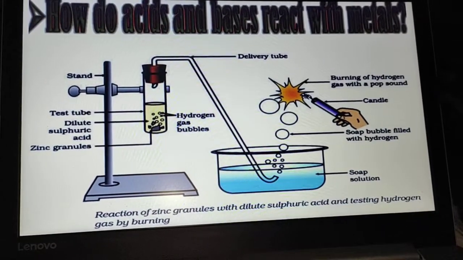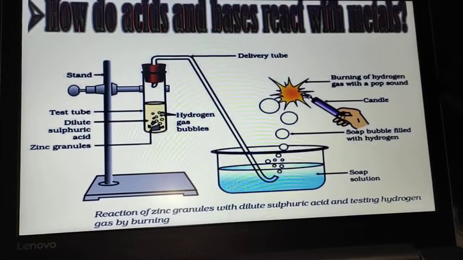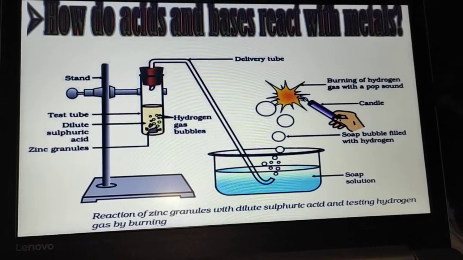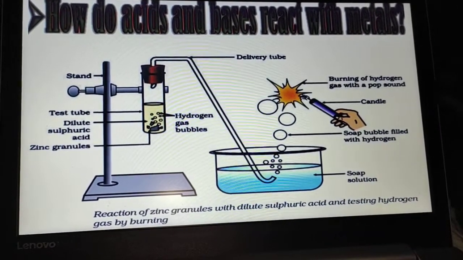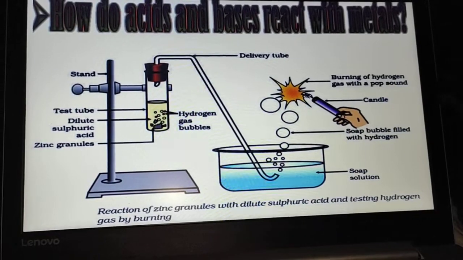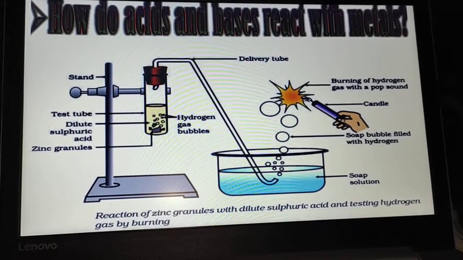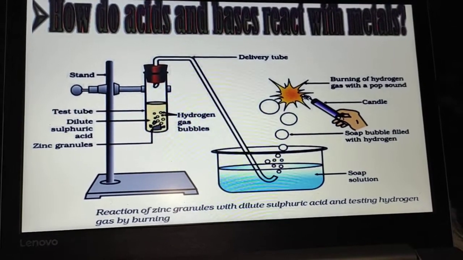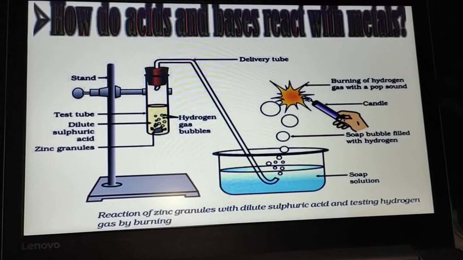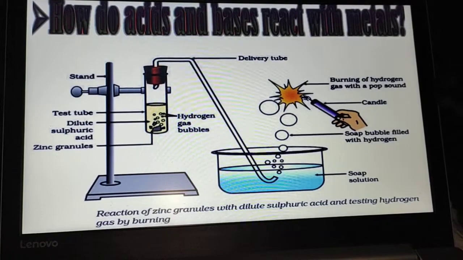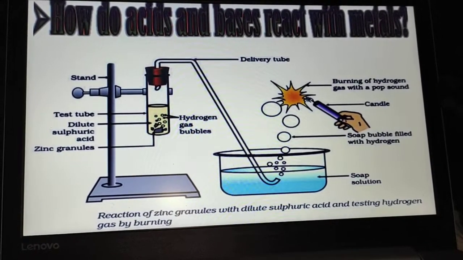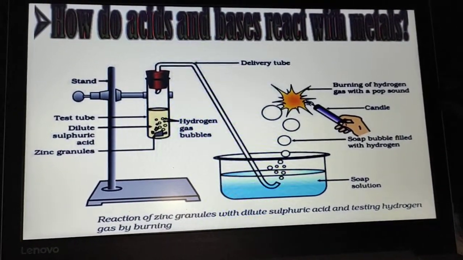Here you can see there is a clamp stand on which there is a test tube. The test tube consists of zinc granules, that is, big pieces of zinc. Then the liquid part is dilute sulfuric acid. That means you are adding Zn plus dilute H2SO4. This is the equation that I will tell you in the next slide.